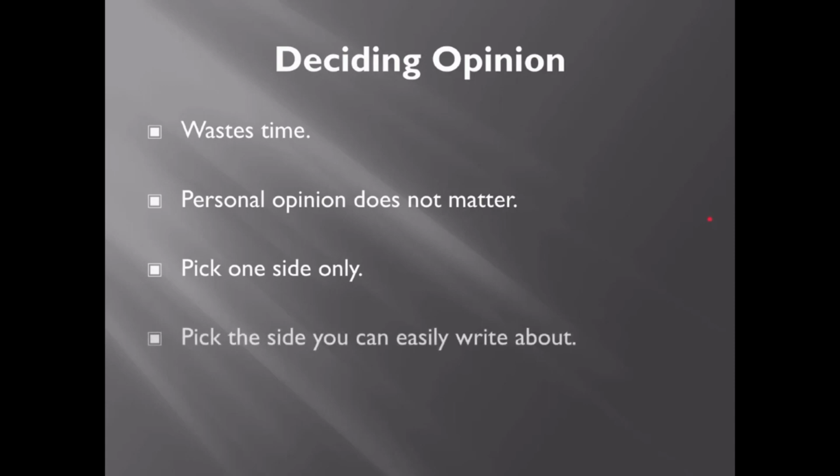And which side should you pick? Pick the side you can easily write about. That will probably be the side that you personally agree with because you know a lot more about that side. But even if you personally don't agree with that, just pick the side, agree or disagree, that you know most about and you feel most comfortable writing about. The side that you feel most comfortable writing about will be the side that you can generate 2 relevant ideas and you can develop those 2 ideas with explanations and examples.